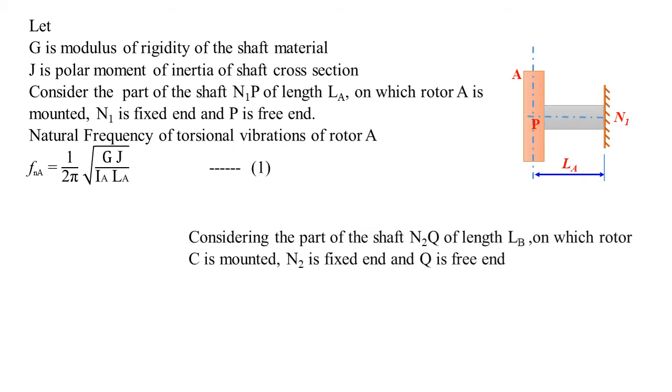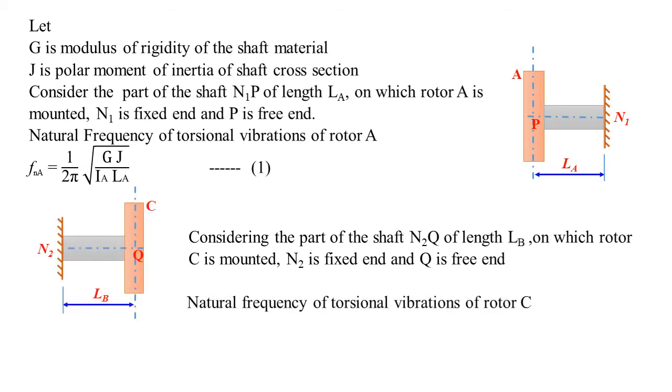Consider the part of the shaft N2Q of length LC on which rotor C is mounted. N2 is fixed end and Q is free end. Natural frequency of torsional vibrations of rotor C, fnC equals 1 by 2π root over GJ by IC LC. Let us say this is equation 2.